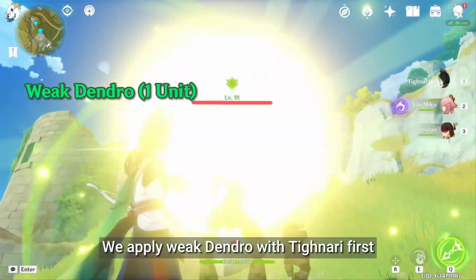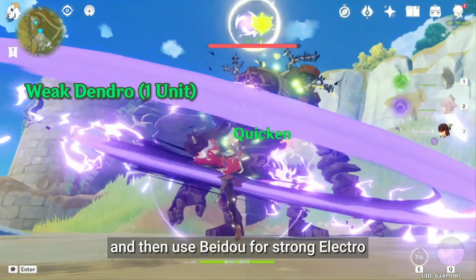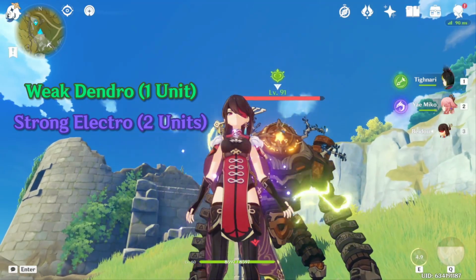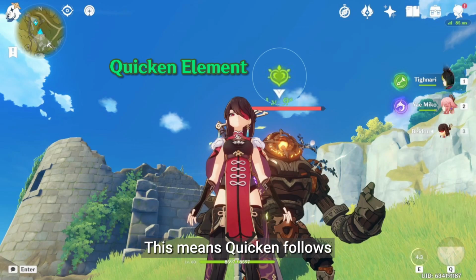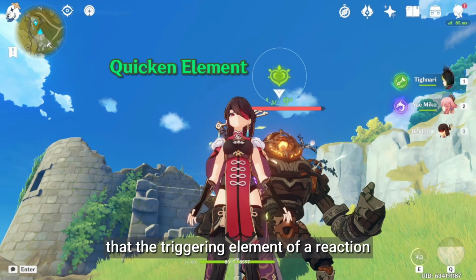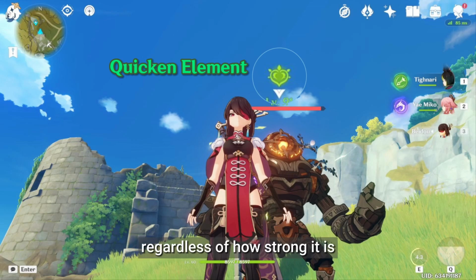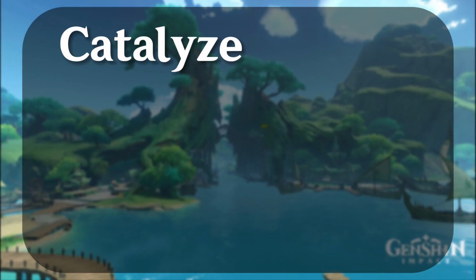Next, let's swap the order of Beidou and Tinali. We apply weak Dendro with Tinali first, and then use Beidou for strong Electro. Then, Quicken happens, but only Quicken aura appears. This means Quicken follows the normal elemental gauge rule that the triggering element of a reaction does not remain on the target, regardless of how strong it is.